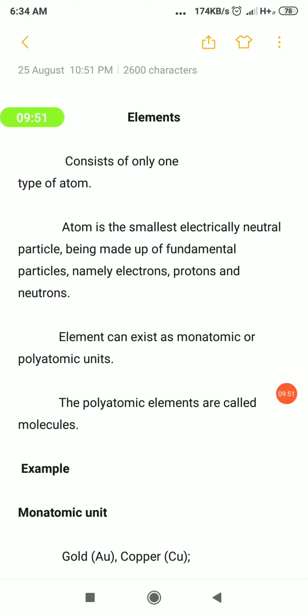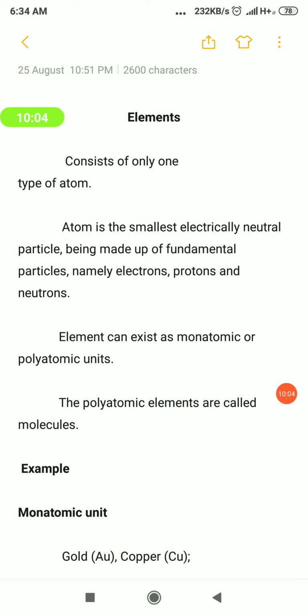When atoms join together, when more atoms join together, the resultant product will be called a molecule. Atoms join and what we get is called molecules. The term given for this is polyatomic. Poly means many atoms join, and you will be getting a molecule.